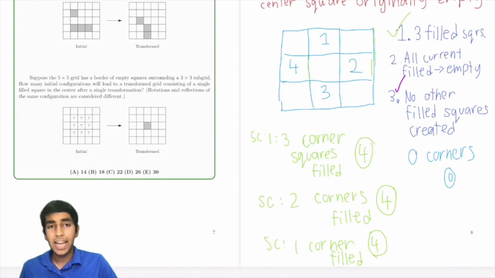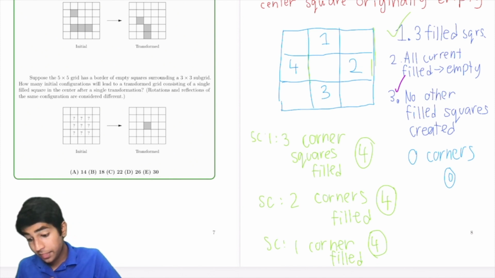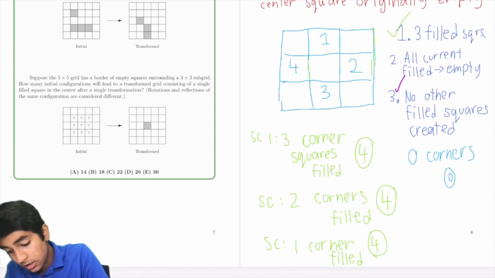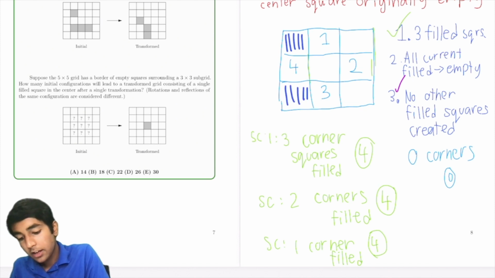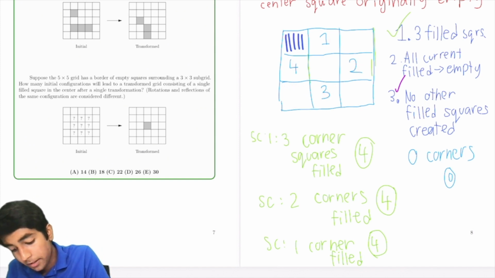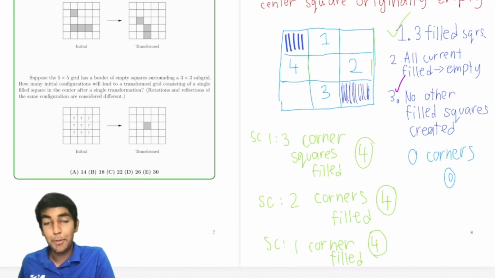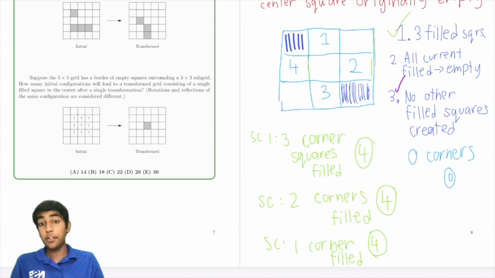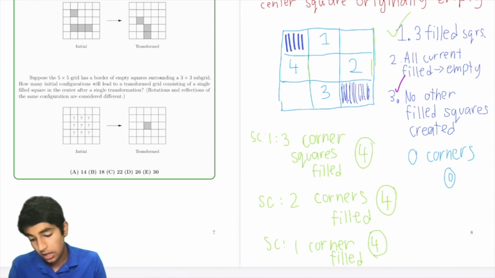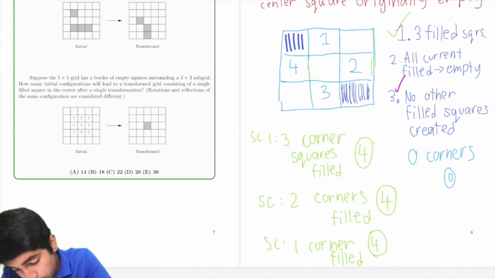Are there any other cases we're missing? We've counted the cases for 3 corners, 2 corners, and 1 corner. But the thing is, like we did in 2 corners, we found the cases that have 2 of these 4 edges and 2 of these corners here. But what if the 2 corners are not adjacent like this? What if they're diagonally opposite? That's going to be another case, and this is a common mistake that people made. They forgot this diagonally opposite corner case.